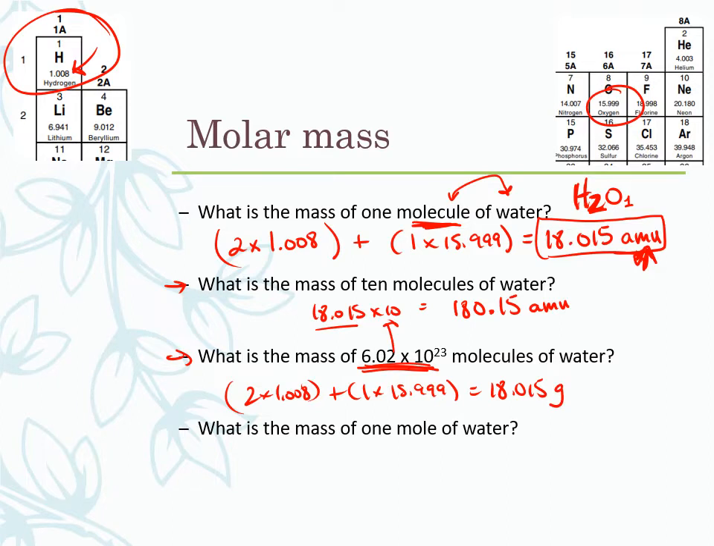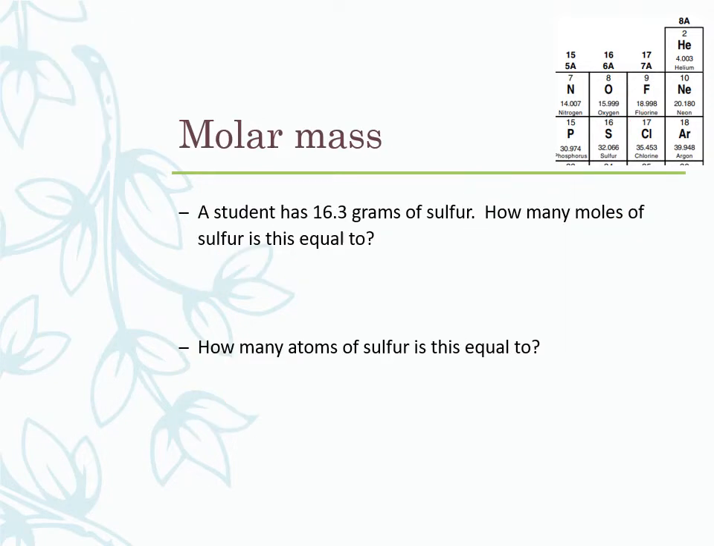So I'm going to use the same number, 18.015, which is the sum of those 2 hydrogens and 1 oxygen, 18.015, but instead of AMUs, we're going to use grams. But what if I want to know the mass of 1 mole? It's another trick question. 1 mole is exactly the same thing as 6.02 times 10 to the 23rd molecules, and so my answer will be the same thing, 18.015 grams.